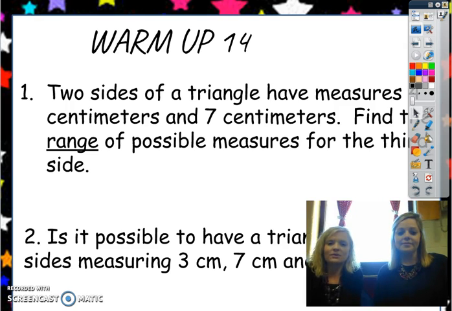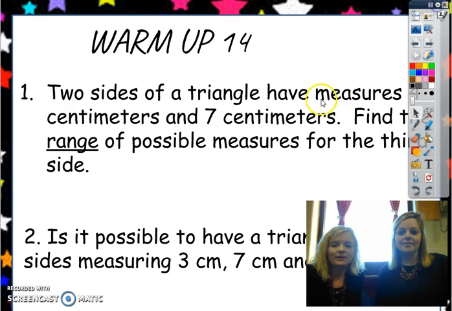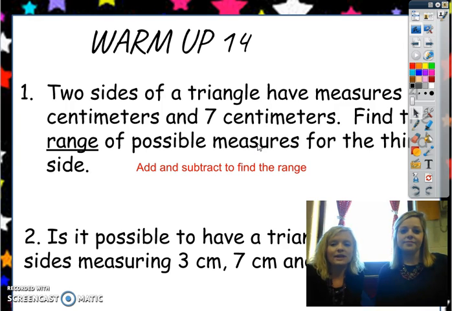Okay, so for number 1, it says two sides of a triangle have measures 4 centimeters and 7 centimeters. Find the range of the possible sides. Okay, so remember when we talked about this at the beginning of the week, we have to add and subtract to find the range.